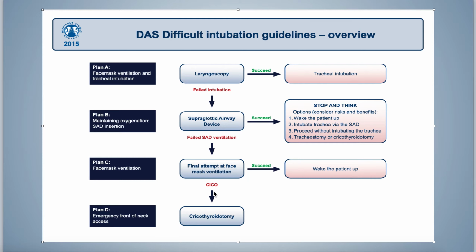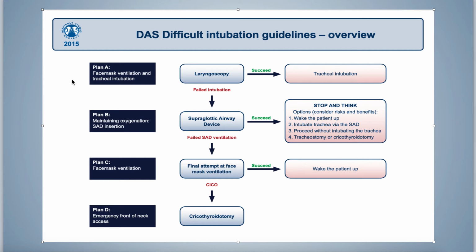If we fail to control the oxygenation, now the horrible scenario: can't intubate, can't oxygenate. We can't do both of them. The only solution here is Plan D, emergency front of neck access, cricothyroidotomy. And we are going to discuss each one in details.